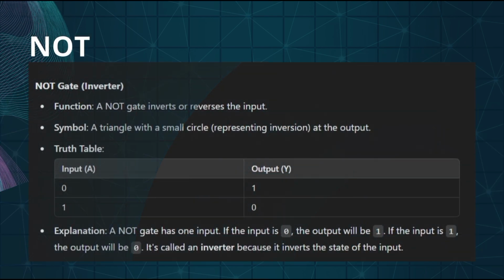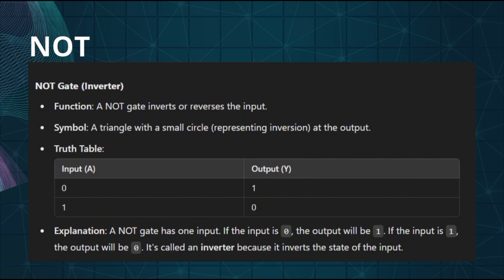NOT gate, inverter. Function: the NOT gate inverts or negates its input. It takes a single input and produces the opposite output. Symbol: a triangle, representing the logic operation, with a small circle, representing negation, at the output. Truth table: input A, 0, 1, output Y, 1, 0.